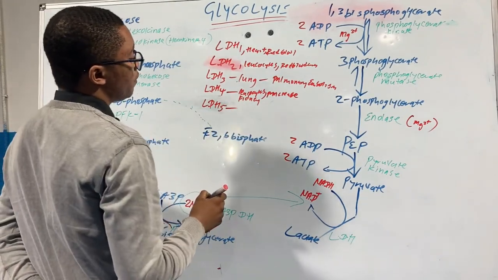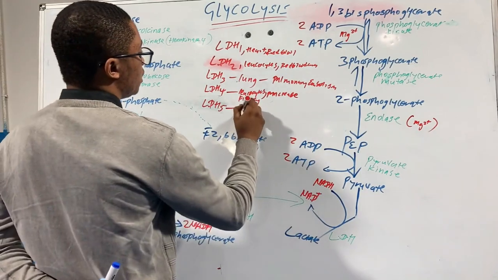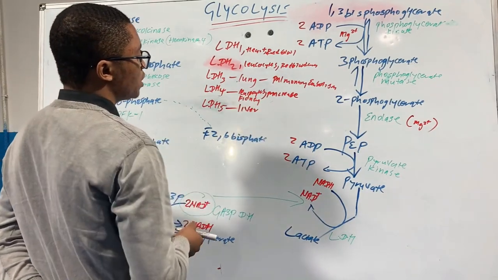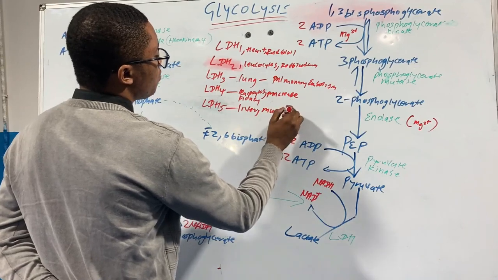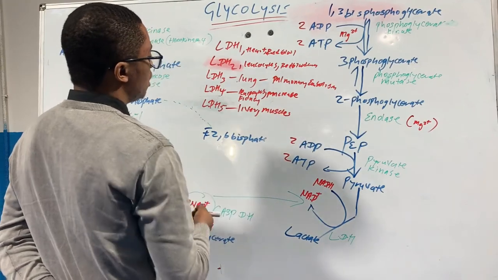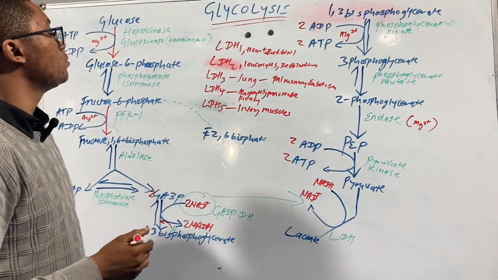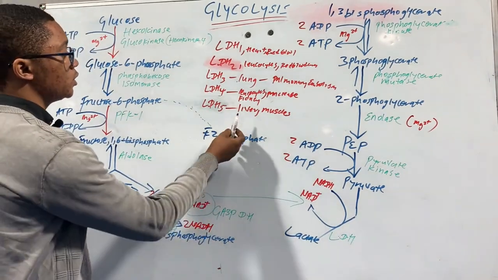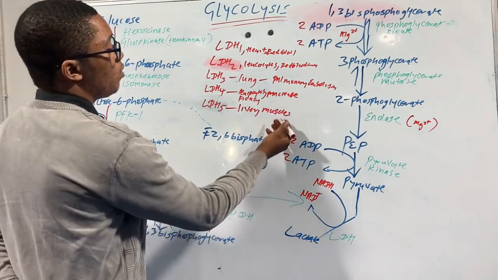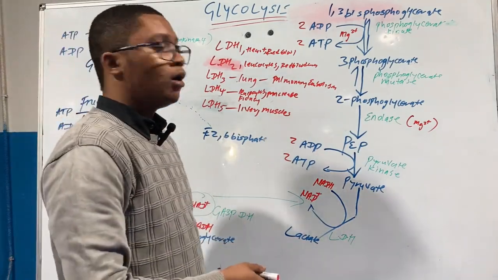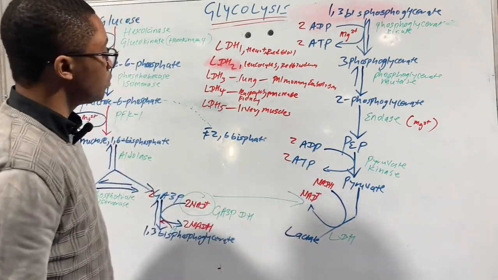All right, so lactate dehydrogenase 5 is also very, very important, and it's found in the liver. It's found also in the skeletal muscles. An increased level of it in the lactate dehydrogenase panel may show liver problems, like liver cirrhosis, or muscular dystrophy. So this is the clinical importance of lactate dehydrogenase.